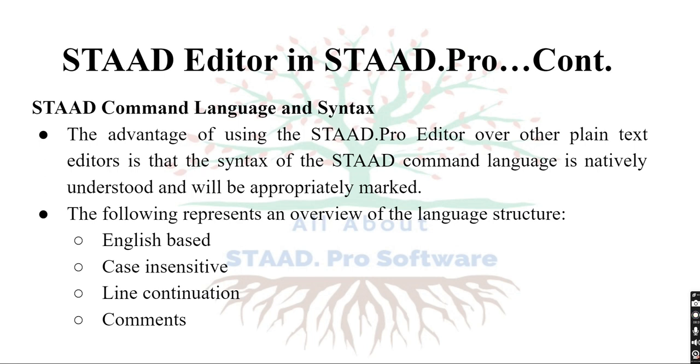Next one is comments. Lines may be marked as comment information, which is ignored by the program, by including an asterisk as the first non-blank character in any line. If you see any star or asterisk, it means it is a comment for us in the STAAD editor file. By default, comment lines will appear in green in the STAAD Pro editor window.